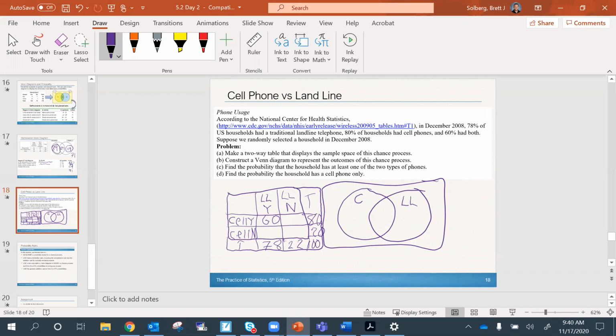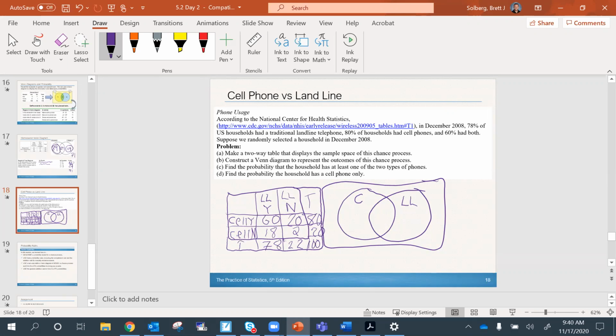Yes. Yeah, because how do you get from 60 to 78? What does that mean? People who have a landline but don't have a cell phone, what does that mean this is? 18. Awesome. And then from 60 to 80? 20. And then here, this one, I'd have to go from 18 to 20. What are we going to get? Oh, 2. Yeah, or from 20 to 22.